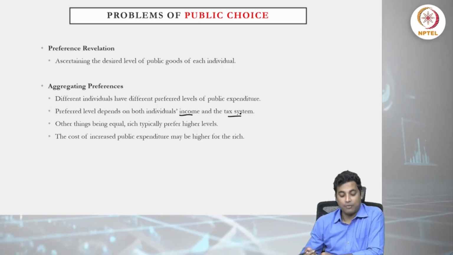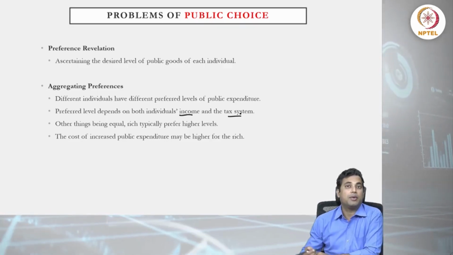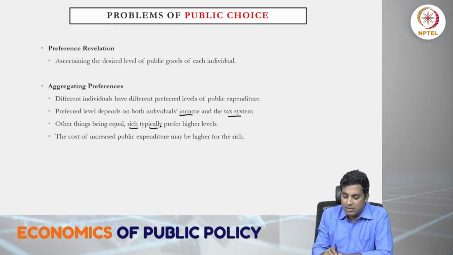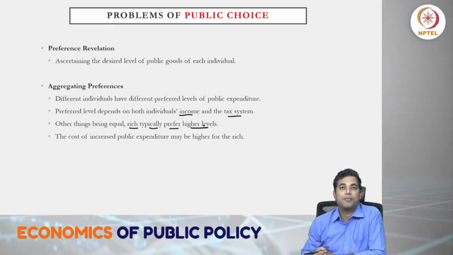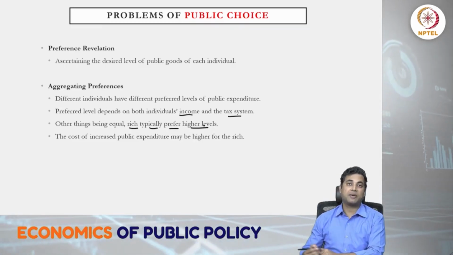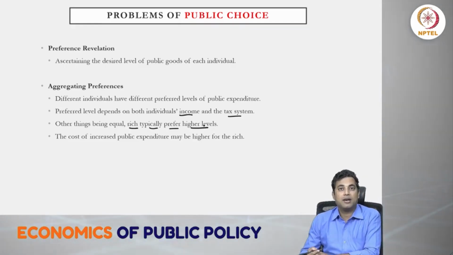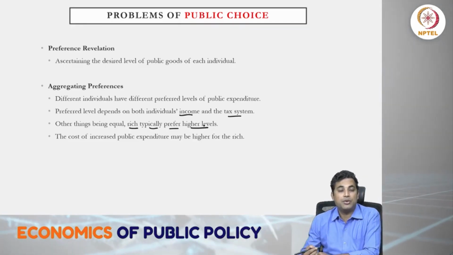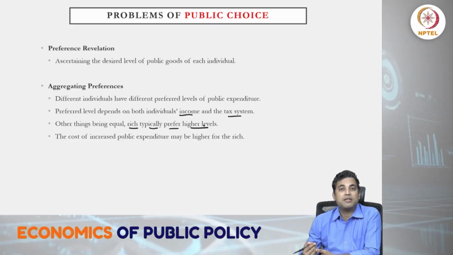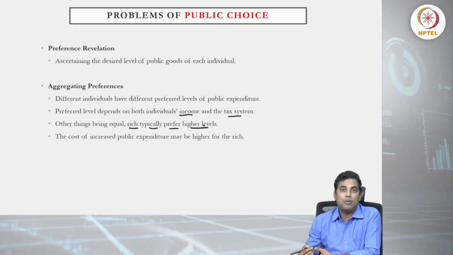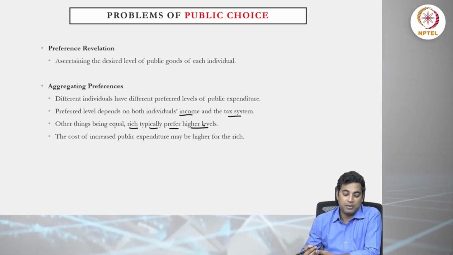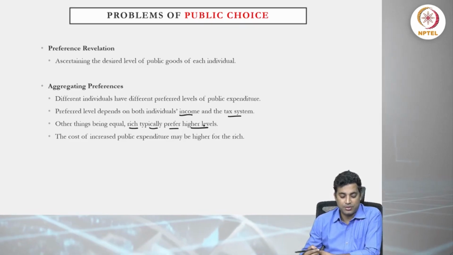Of course, if we keep other things equal or constant, a rich person typically prefers higher levels, because a rich person is paying higher taxes, and therefore what a rich person expects from public expenditures will be much higher as compared to low income, poor persons or middle income groups.